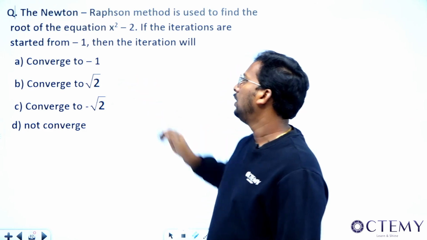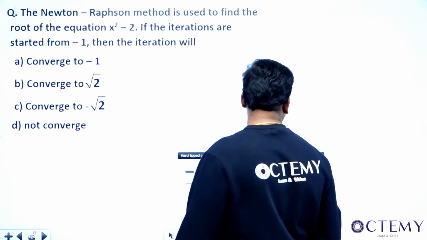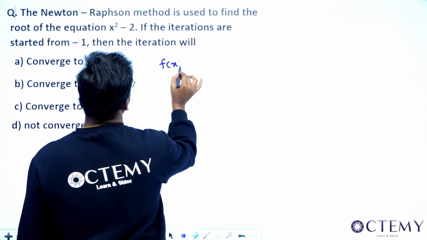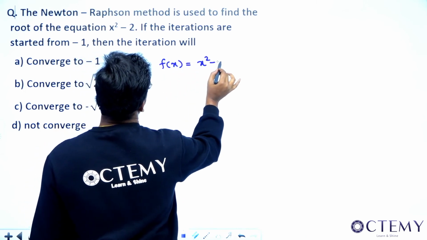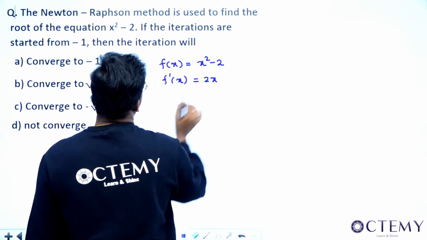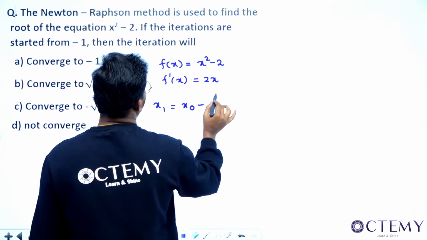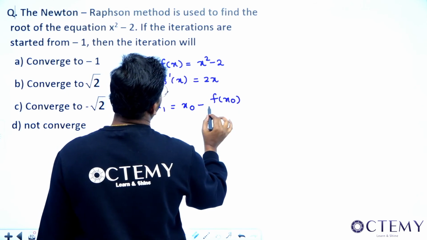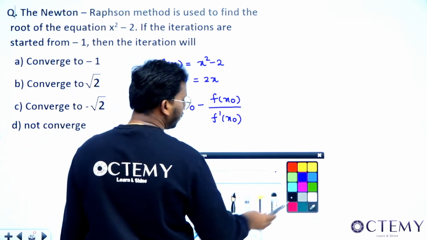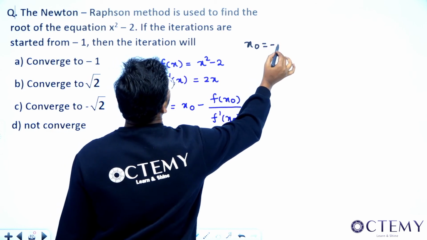Now see, sir. You know that it converges to root 2, but you might be confused that will it converge to plus root 2 or minus root 2. The best method is you have your f of x. What is your f of x, sir? X square minus 2. What is your f dash of x? That is 2x. What is your x1? That is x0 minus fx0 divided by f dash x0. So if you substitute these values, see what will you get? Your x0 is given as how much, sir? Initial guess is taken as minus 1.